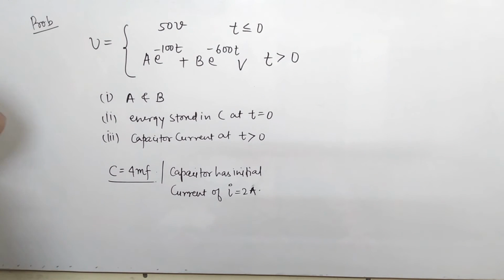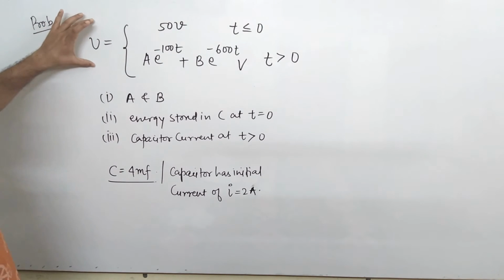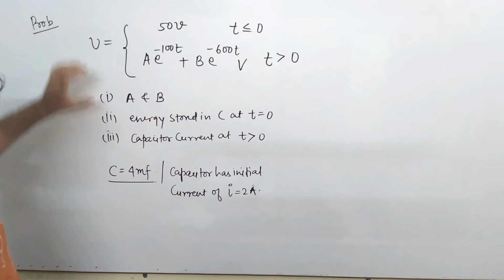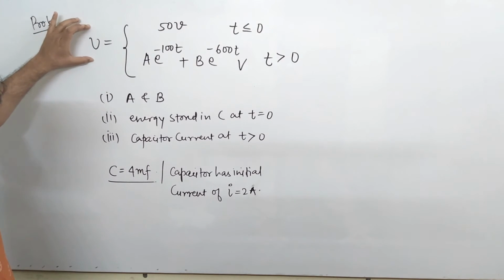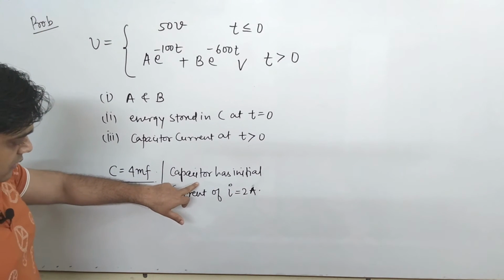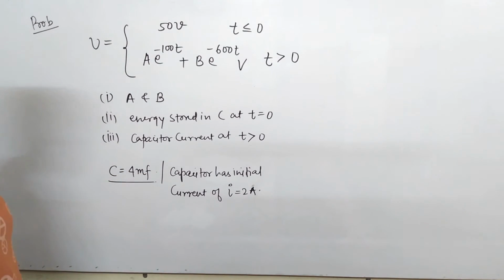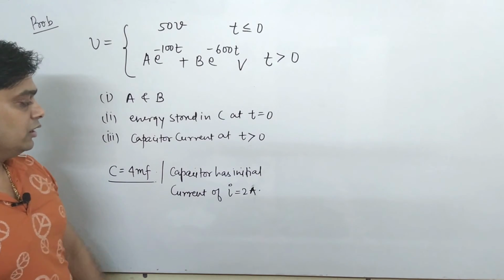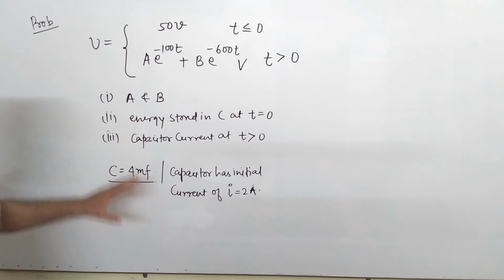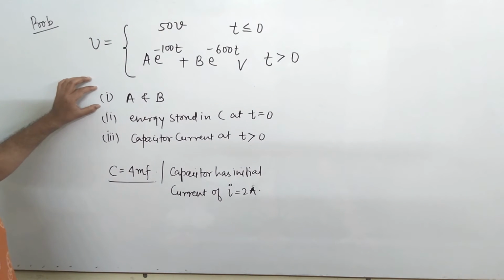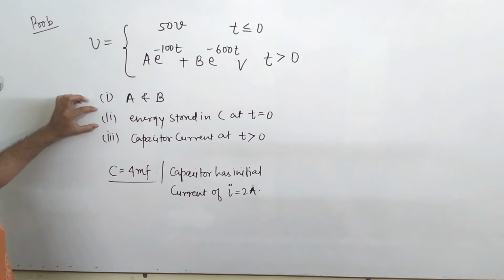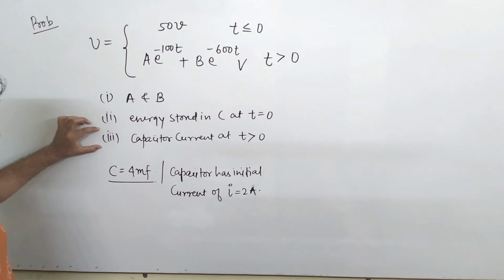Now this is our next type of problem, friends. In this problem, the voltage across a capacitor, that value is 4 millifarad, is already given, and that capacitor has an initial current of 2 ampere. Very important thing, that capacitor is having an initial current of 2 ampere. With the following given condition, you have to find the value of constants A and B. Then you have to find the value of energy stored in the capacitor at t equal to 0, and then you have to find the capacitor current at t greater than 0.